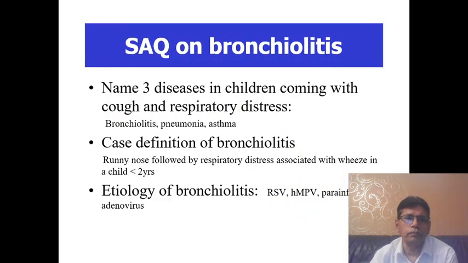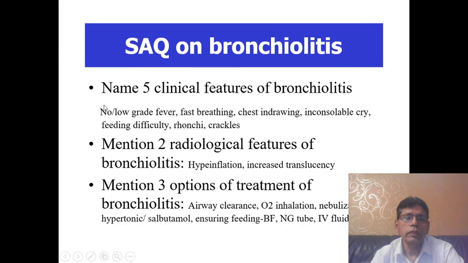Now some questions for you. Name 3 diseases in children coming with cough and respiratory distress: bronchiolitis, pneumonia, asthma. Case definition of bronchiolitis: runny nose followed by respiratory distress associated with wheeze in a child below 2 years. Etiology of bronchiolitis: most important is respiratory syncytial virus, human metapneumovirus. Further, you can mention parainfluenza and adenovirus. Name 5 clinical features of bronchiolitis: no or low-grade fever, fast breathing, chest indrawing, inconsolable cry, feeding difficulty, rhonchi and crackles on auscultation.